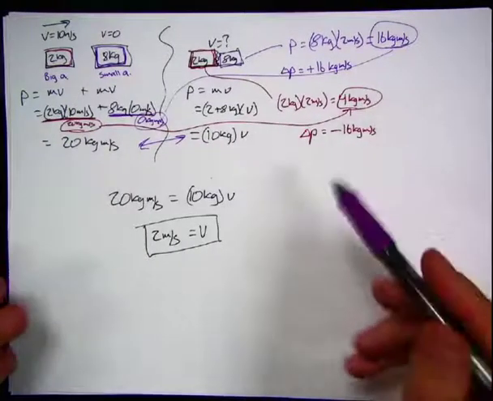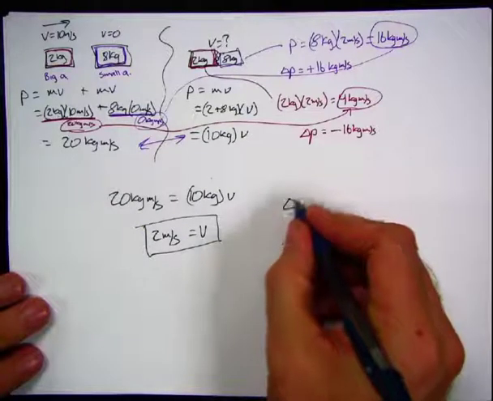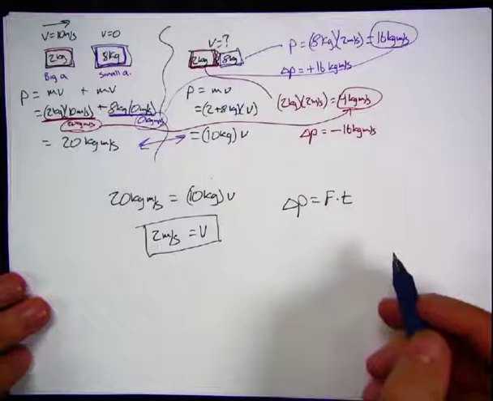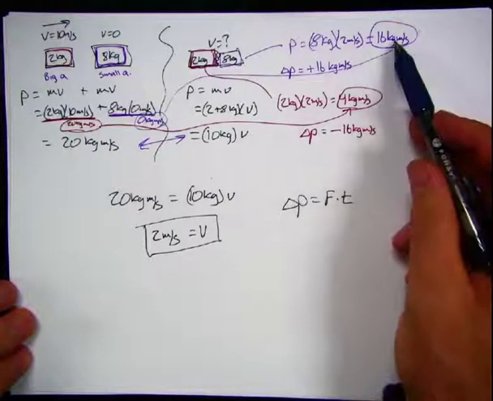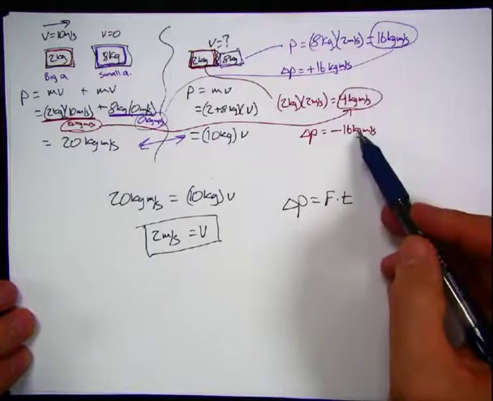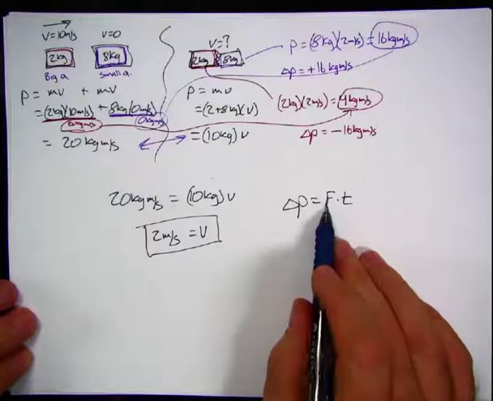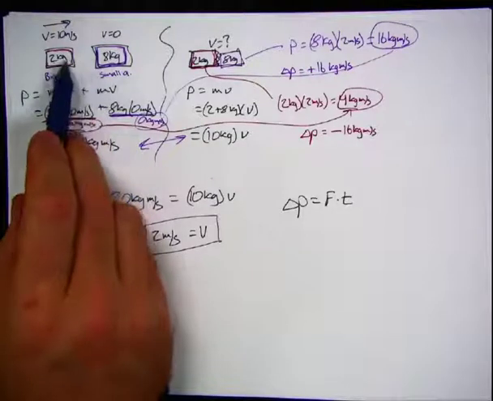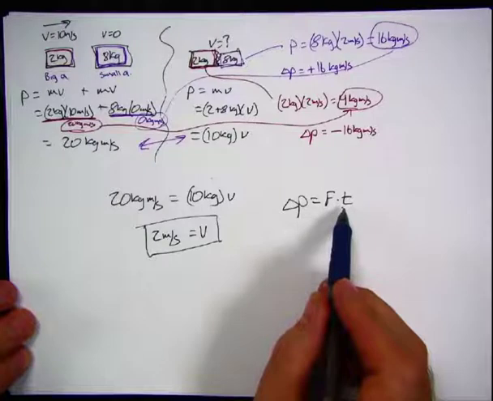In this case, if we wanted to, we could take one more step and say we know that impulse, change in momentum, is force times time. If the change in momentum is the same in both cases, this guy gained 16 and this guy lost 16, then what's going to happen? One of them is going to have a positive force and one of them is going to have a negative force, which we kind of already knew. The 2 pushes forward on the 8, the 8 pushes backwards on the 2. So the forces are the same size but opposite direction, and the time of collision is the same.